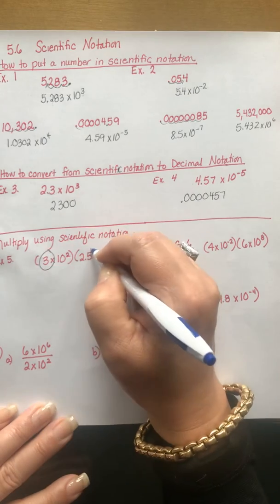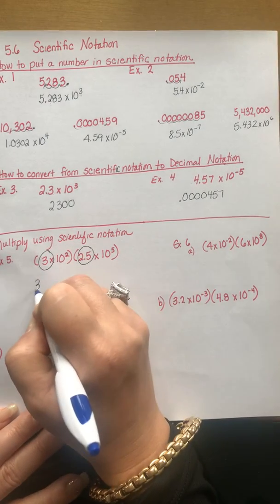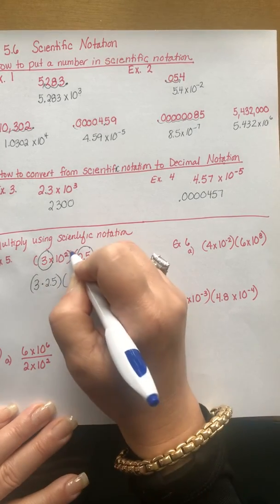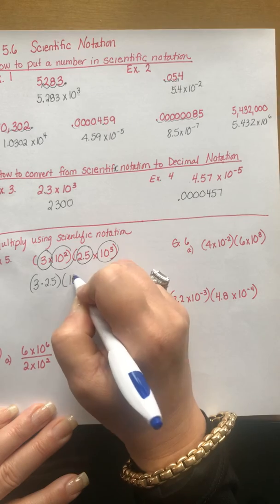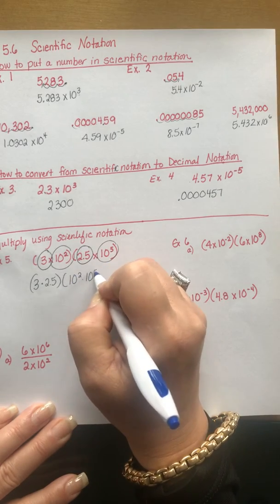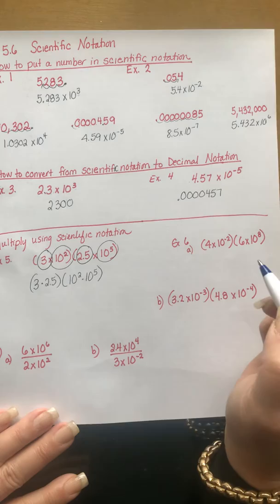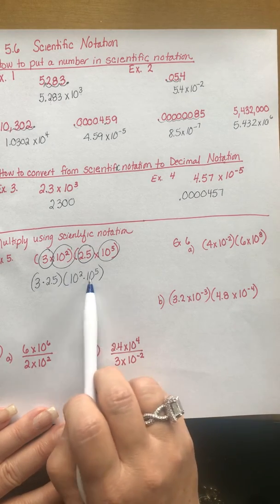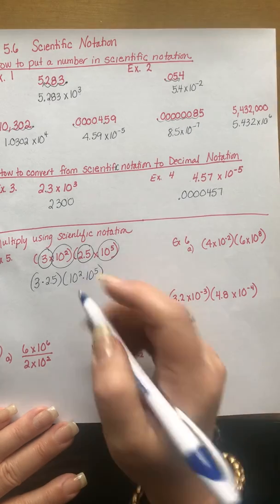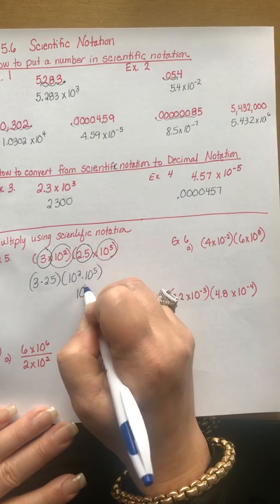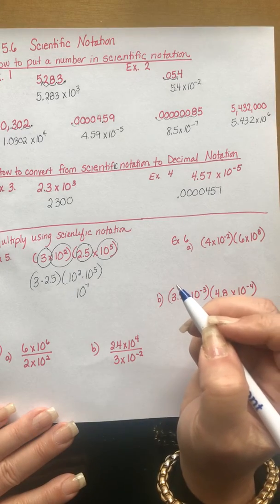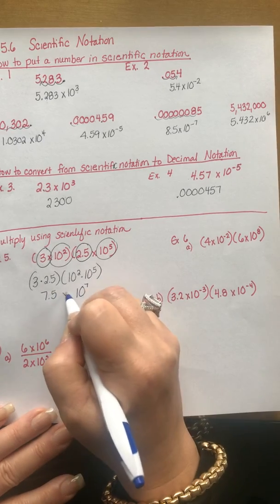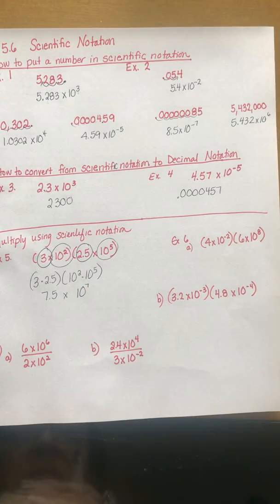You multiply the two lead numbers. So 3 times 2.5, and you're going to multiply these two, 10 to the second times 10 to the fifth. Now, you already learned in the last sections how to multiply when bases are the same. You add the exponents. So keep this as 10, and then add these two, you get 10 to the 7th. And then just multiply these two, and you get 7.5. So your answer is 7.5 times 10 to the 7th.